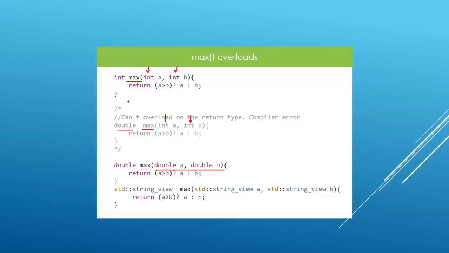And if we manage to set up multiple functions with the same name in C++, these functions are going to be called overloads of each other. If we go down here, we have another overload for the max function. This overload is going to take two parameters, and the parameters are going to be of type string view. They are different from what we have on top here, which is int. So this is a legal overload for this max function here, and we can use it.